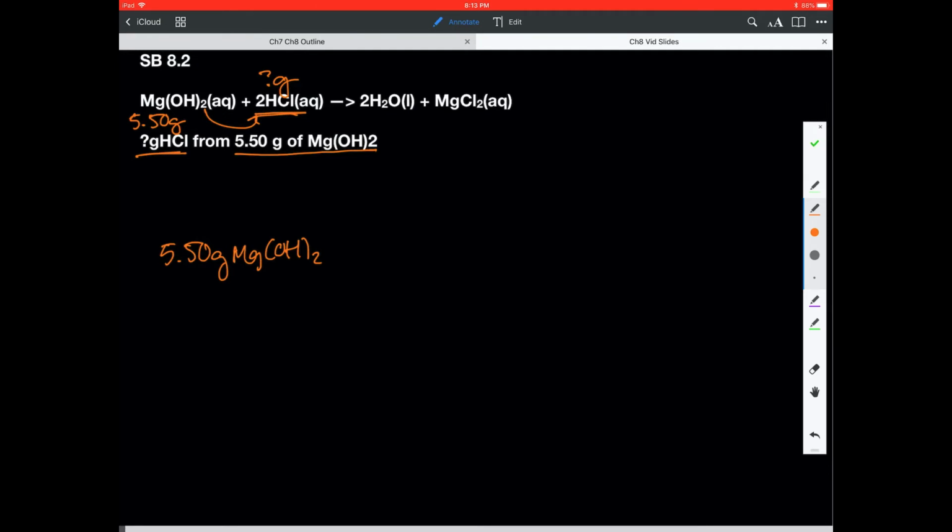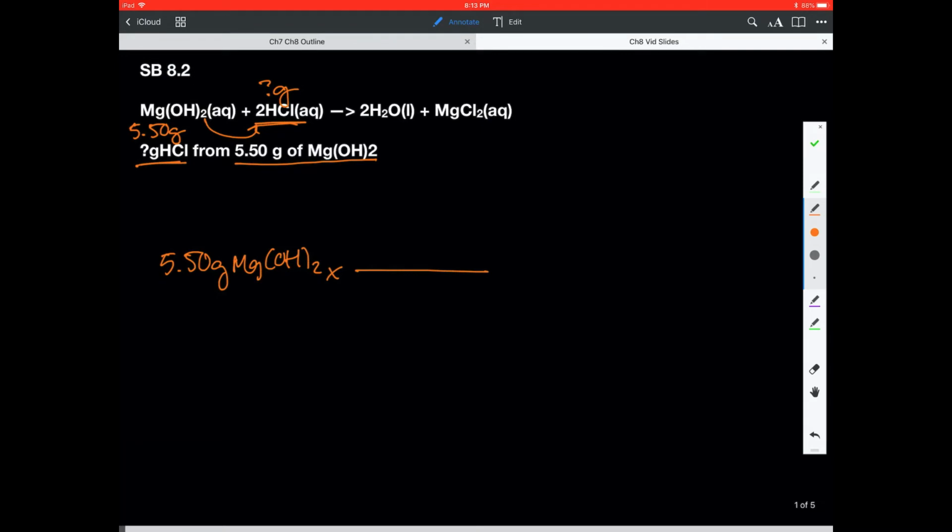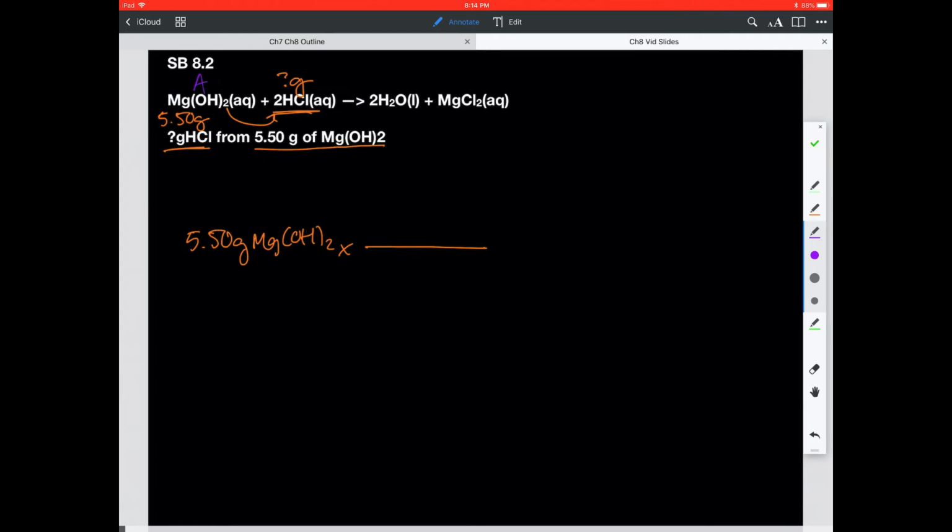I need to react with that, right? So, if I want to talk about the relationship between, if we label this A, and if we label that B, that means at some point I need to do a mole ratio, which means that I need to be in units of moles. So what's going to convert from grams of MgOH2 to moles?